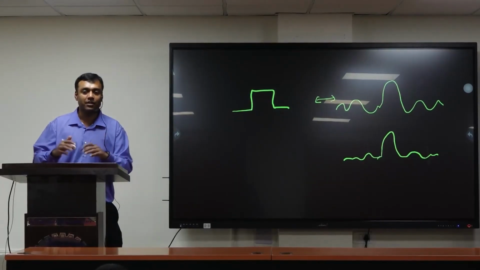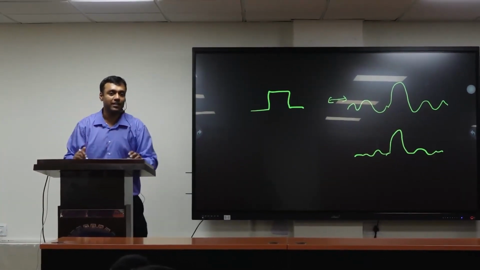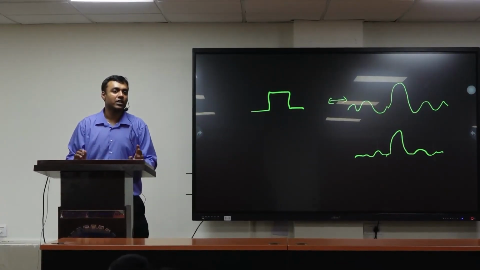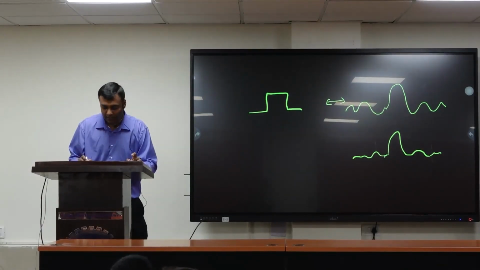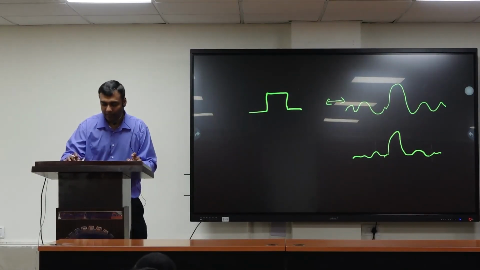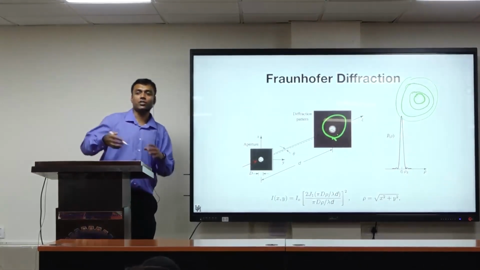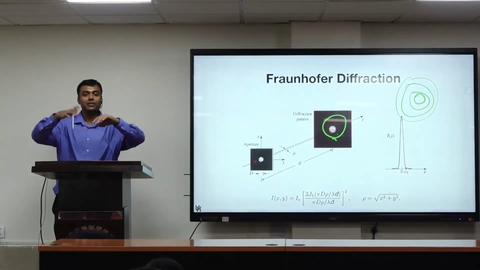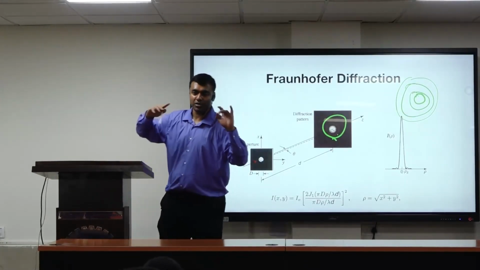It's like a sinc function with kind of ripples on the side, except circularly symmetric. So that's the two-dimensional Fourier transform of a circle. And in fact, that's exactly what you will see. Instead of just seeing a circle, you will see a circle with rings on the side, what are called side lobes.